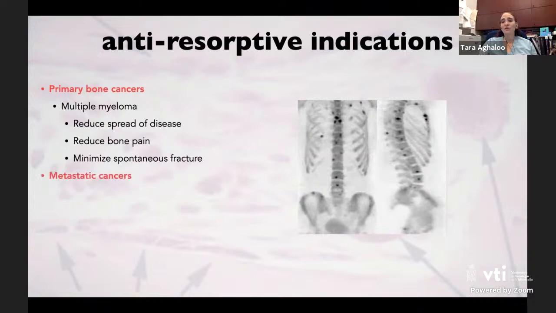Metastatic cancers are also indications for anti-resorptive medications, specifically stage 4 breast cancer that metastasizes to the bones, prostate cancer as well, and sometimes lung cancer. Of the patients that I've seen, the most common are multiple myeloma patients, and then of course breast and prostate. When we think about the number of patients with this problem and with ONJ, it's pretty small.